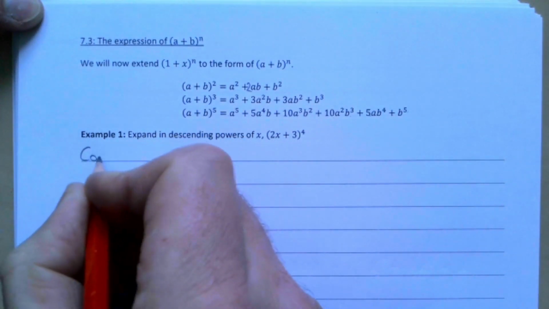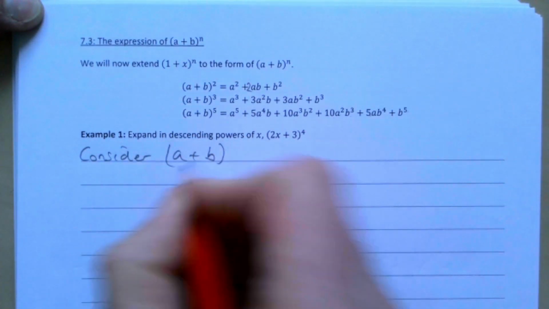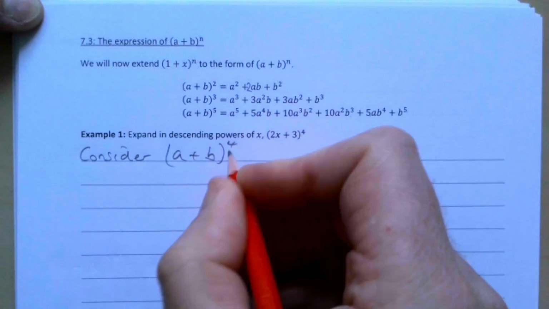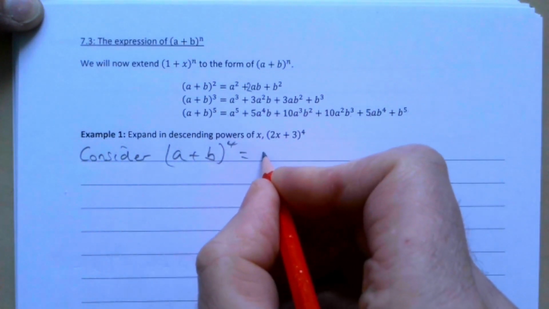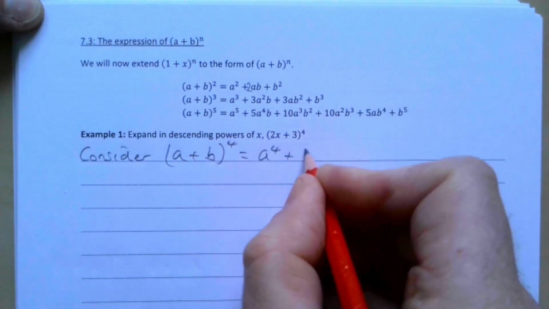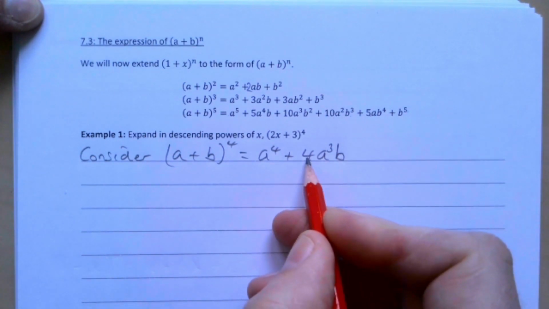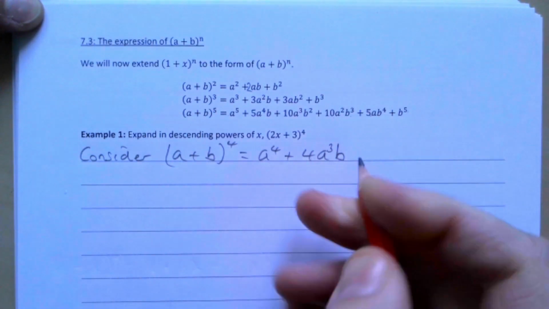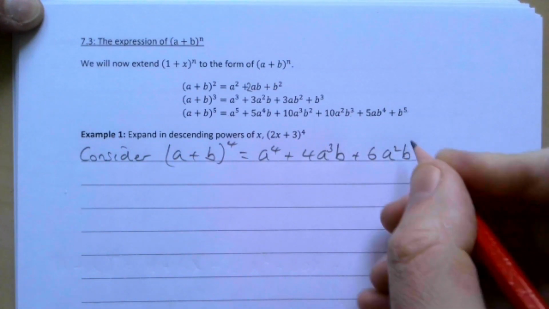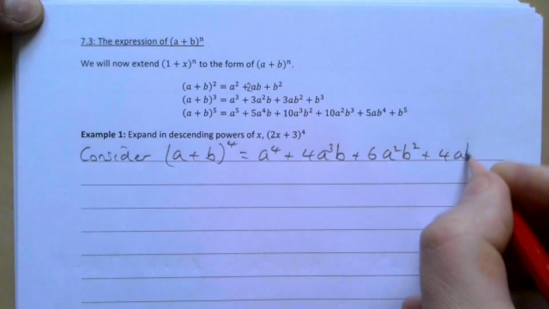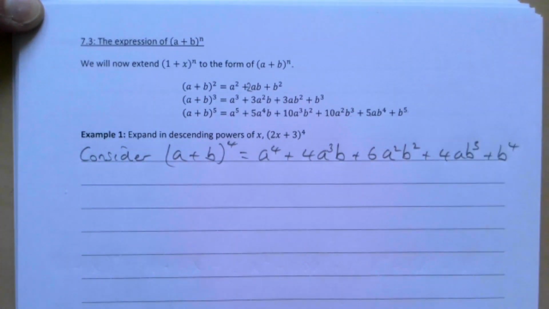So we're going to consider (a + b)^4. You need to get used to expanding this out and be comfortable with it. It's a^4 + 4a^3 b. I'm getting the 4 from Pascal's triangle. The powers of a drop and the powers of b increase. Then 6a^2 b^2 + 4ab^3 + b^4.